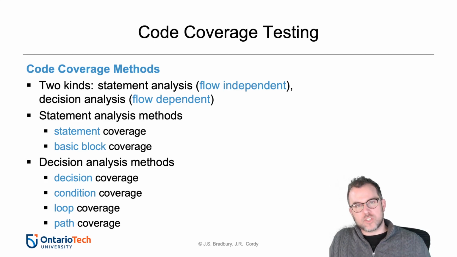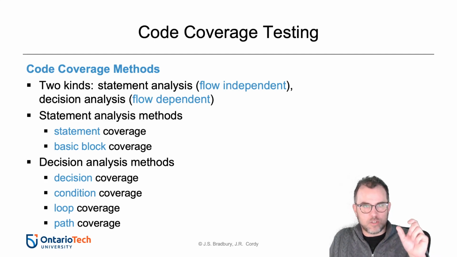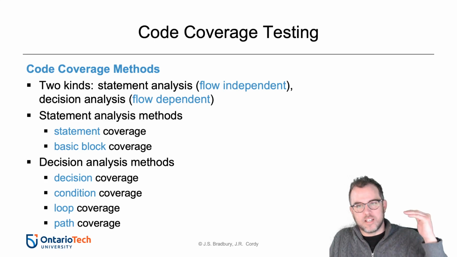However, the other group of code coverage methods are decision analysis. Those are flow dependent, meaning whether you have decision coverage, condition, loop, and path. I didn't mention loop before, by the way. Loop is like decision coverage, because you do have a conditional with a while loop, for example, except rather than saying, like an if statement, that it executes true once and false once, with a loop you say it executes zero times, once, and maybe many, for example.